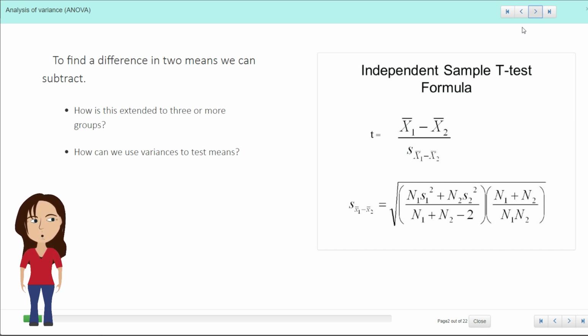So the question you might have is, how would you extend this to more than 2 groups? We can't just subtract another mean from it. How do we make that comparison if we can't do this simple subtraction? This is why we end up using the variances, even though we're trying to test the means. And I'll try to explain how this works.